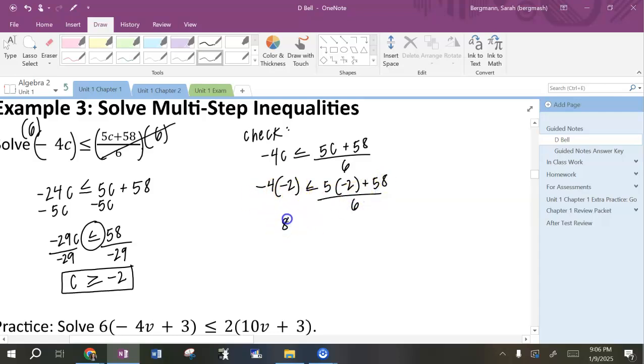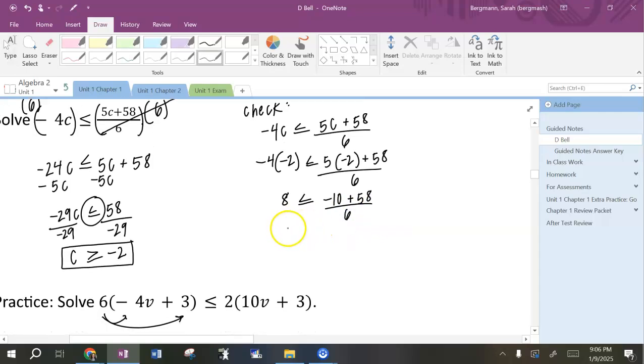Negative 4 times negative 2 is 8. And now we need to simplify the right side. First, take 5 times negative 2, which is negative 10. Then add your 58. Negative 10 plus 58 would be 48. Then you can finally do 48 divided by 6. You get 8. Now check, is that a true statement? Is 8 less than or equal to 8? Yes, that's true. So we know that we got it right.